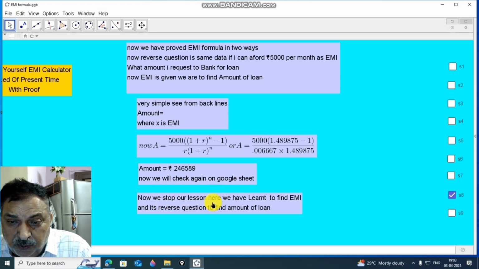Now we stop our lesson here. We have learned to find EMI and, as the first question, to find the amount of loan.